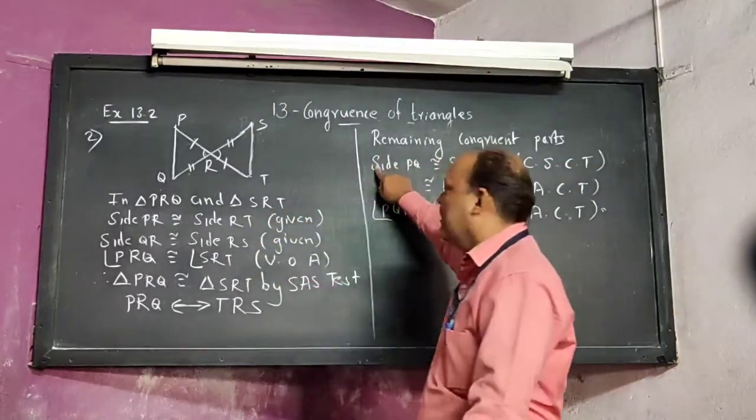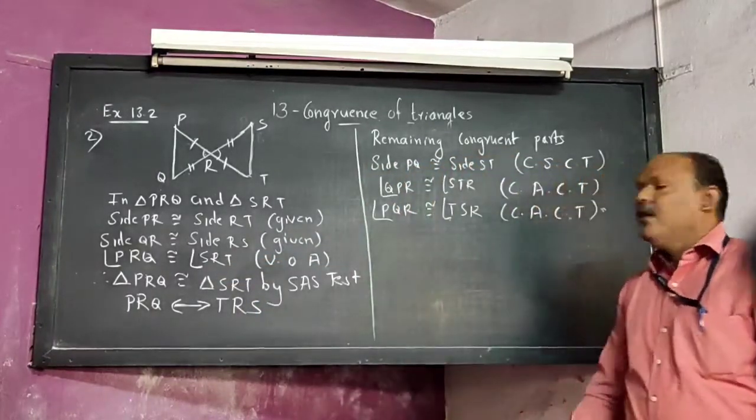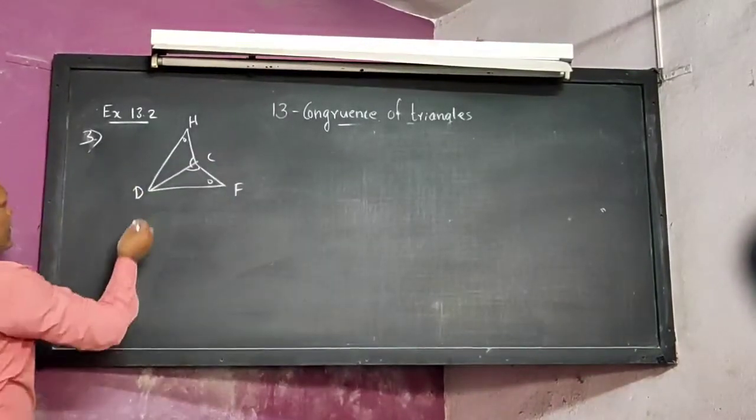After writing the remaining congruent parts, see whether all three sides are written or not. Two sides and the other third one. In the same way, one angle we have written and the remaining two angles over here. I hope all of you understood sum number 2. Okay, sum number 3.